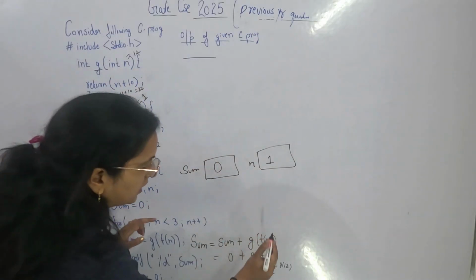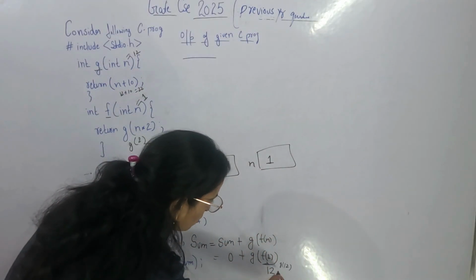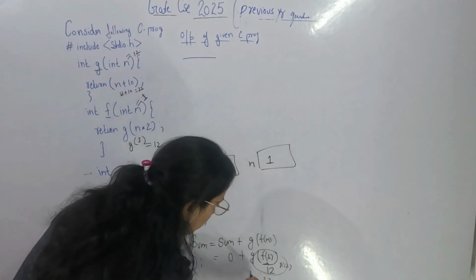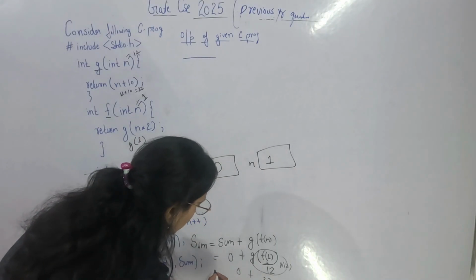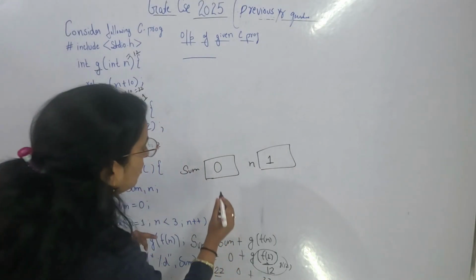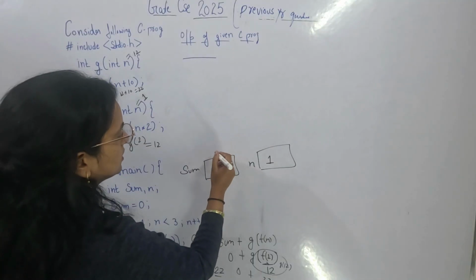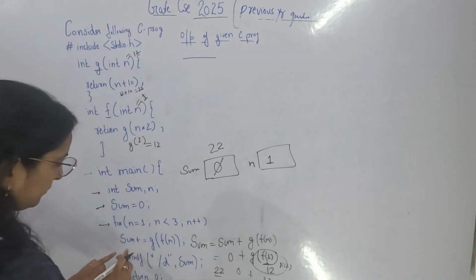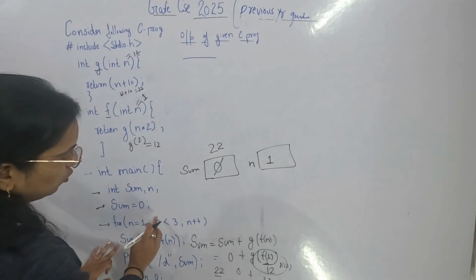Now g of 12 is returning 22. So this complete value is your 22. Now the sum value will be 0 plus 22 equals 22. Now what will happen? This sum value 0 is replaced with your 22. Now again we will go to the for loop.